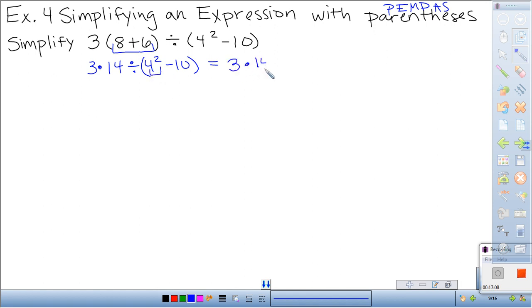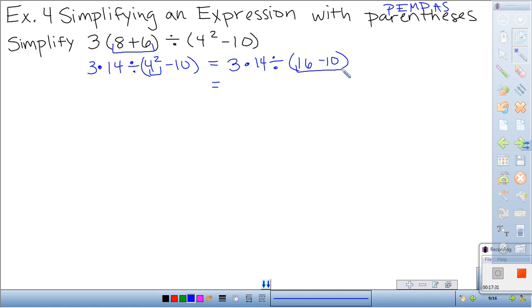3 times 14 divided by, leave your parentheses because we still have stuff inside our parentheses. 4 squared is 16 minus 10. Again, we left our parentheses because we haven't gotten it down to one number yet. You only get to get rid of your parentheses when you have completely simplified it down to one number, and we're not there yet. So we're still working on our parentheses.